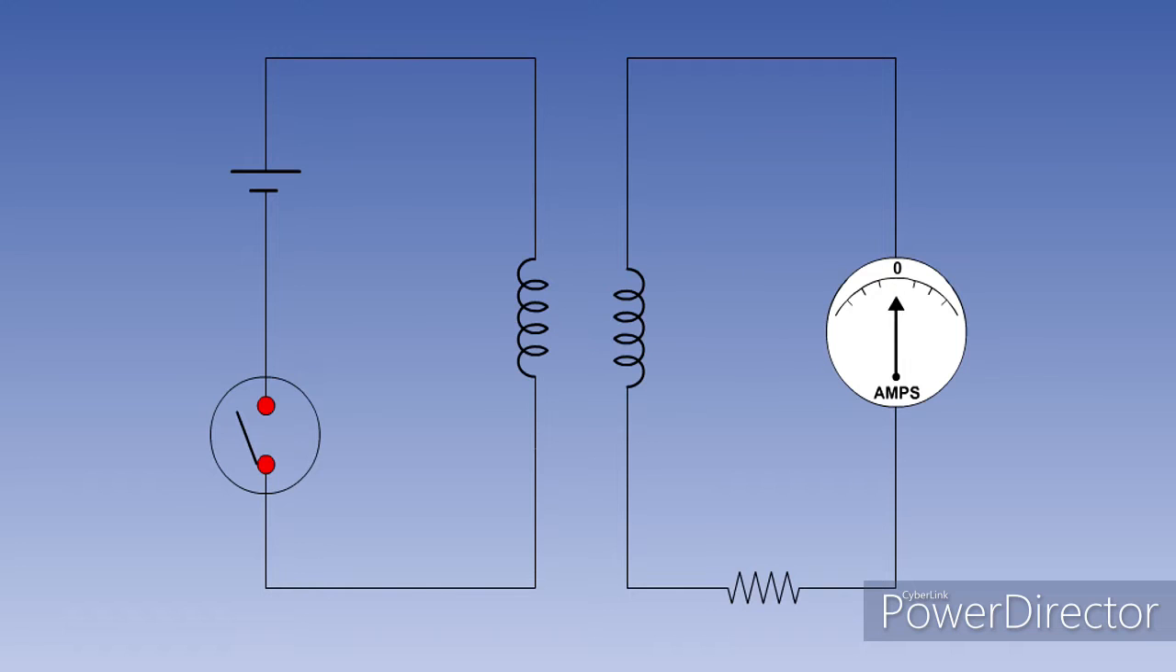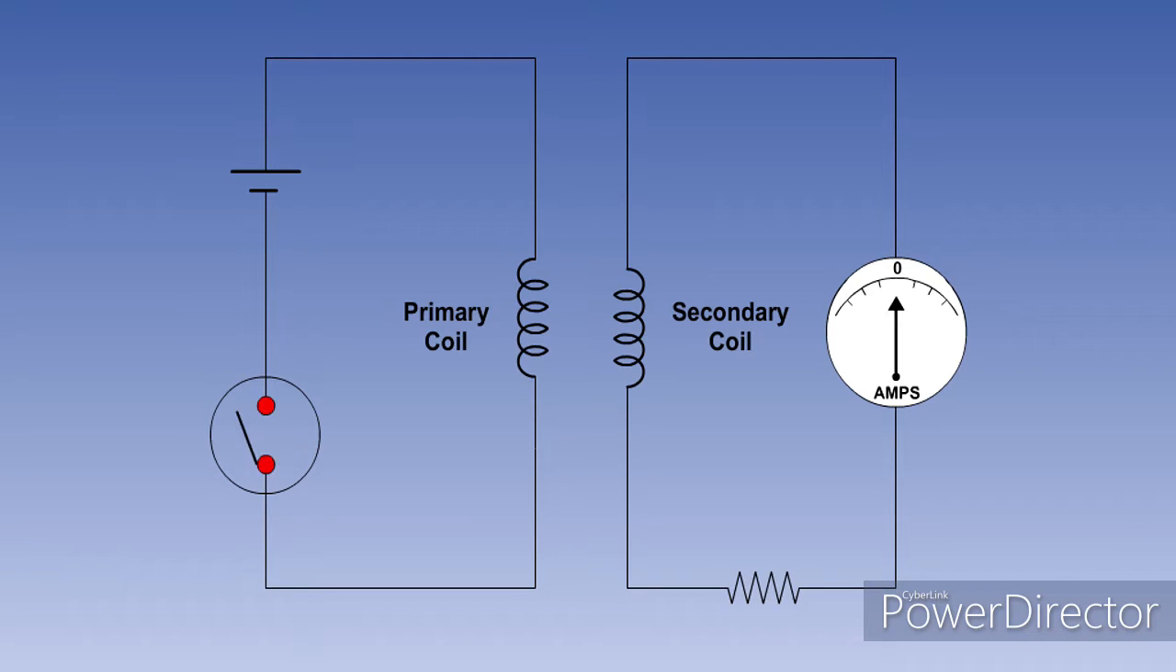To demonstrate this, we place two coils close together, with one known as the primary coil connected to a DC power supply via a switch, and the other, the secondary coil, connected through a load to a center zero ammeter.